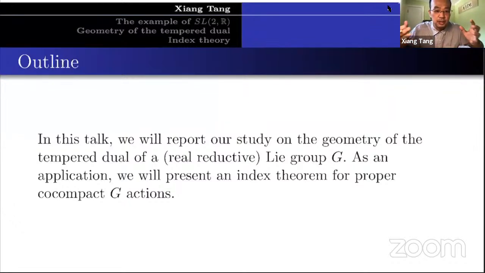But this topology usually makes this space into a quite non-smooth manifold. But what we found is that there are some nice components, nice pieces we can take out to study their geometry and use them to study some interesting problems. That's what I hope to share with you today. In particular, as an application, we'll discuss some index problem for proper co-compact G actions.